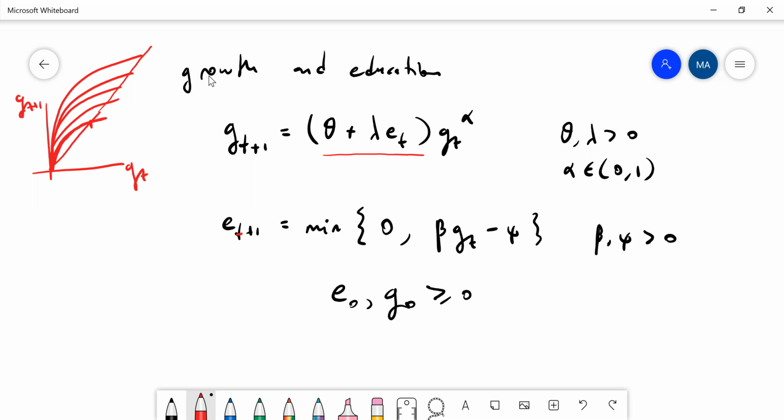So there is a particular threshold value right here. If G is less than psi divided by beta, then E at t plus 1 equals 0. But this is a nonlinear dynamical system, so you can study its dynamic properties. It's not that difficult. First, you find the steady state, but quickly realize that there could be more than one steady state. Why? Because in some cases, education could be zero. You must be seeing that very quickly. So I leave this as an exercise to you.